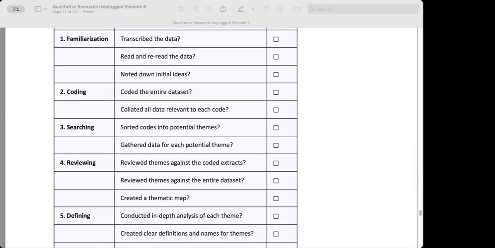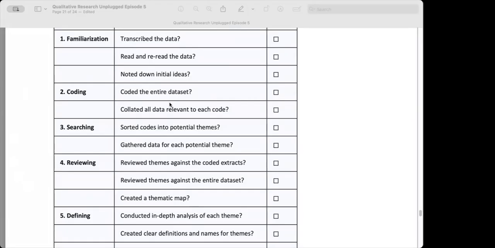In the crucial Phase 4, reviewing potential themes, it reminds you: did you review your potential themes first against the coded extracts collated under them? Level 1, to ensure internal coherence and that the data genuinely supports the theme. Then, crucially, did you step back and review your themes against the entire data set? Level 2, to ensure overall fit, comprehensiveness, and that your map accurately captures the essence of your entire data set. Did you create and refine a thematic map to visualize these relationships and your overall analytical structure? Check 4, with its 2 levels.